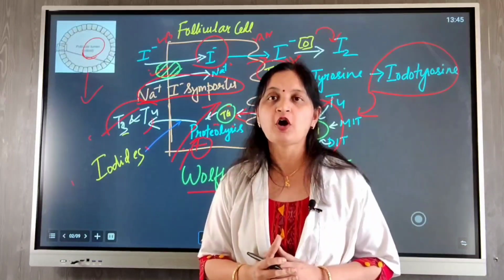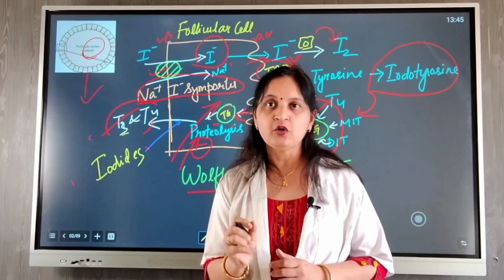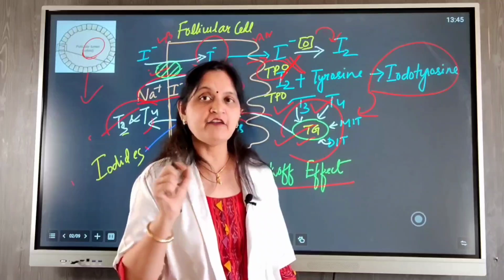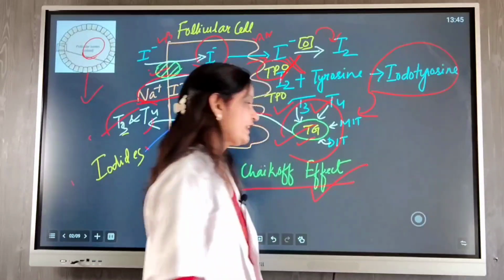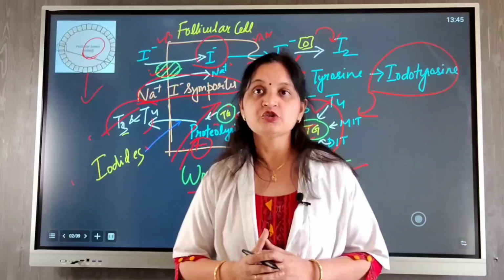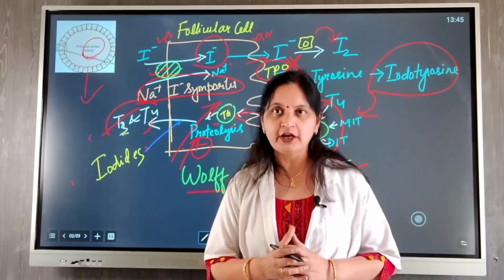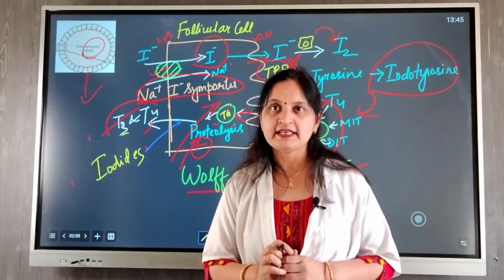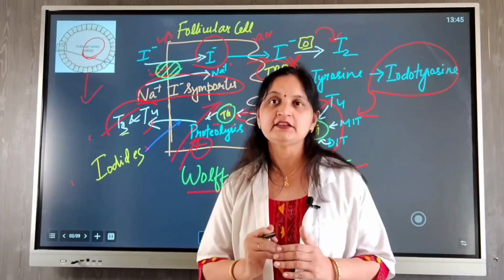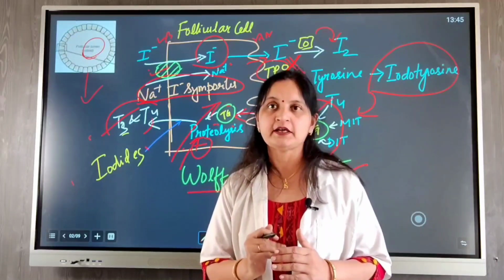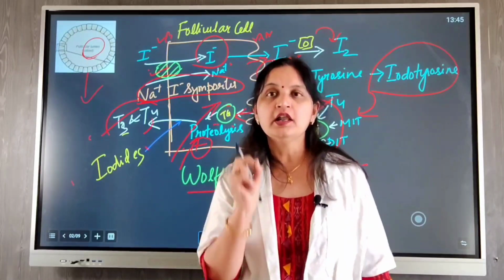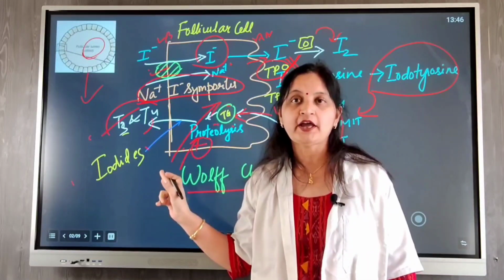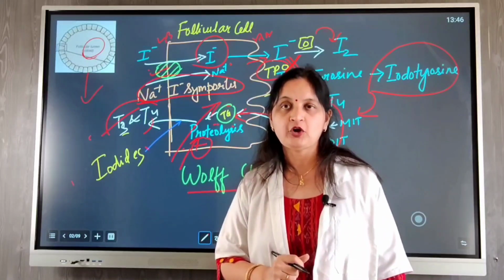So the synthesis of thyroid hormones is inhibited, leading to a decrease in T3 and T4 levels, leading to hypothyroidism, and this effect is known as Wolff Chaikoff's effect. It occurs through an auto-regulatory mechanism of the thyroid gland in normal individuals, due to inhibition of thyroid peroxidase enzyme, in response to large doses of iodides. So large doses of iodides induce hypothyroidism through the inhibition of thyroid peroxidase enzyme.